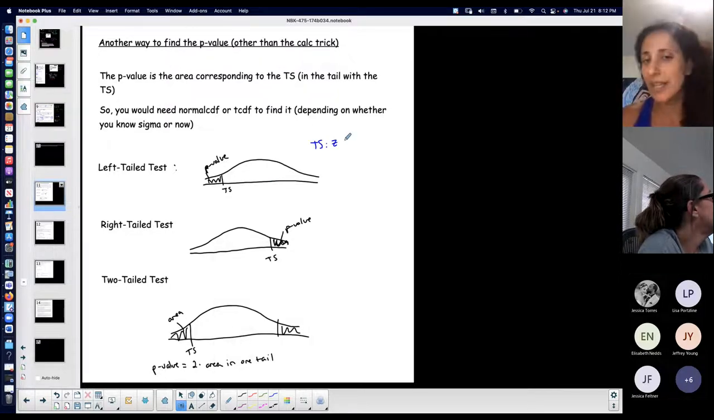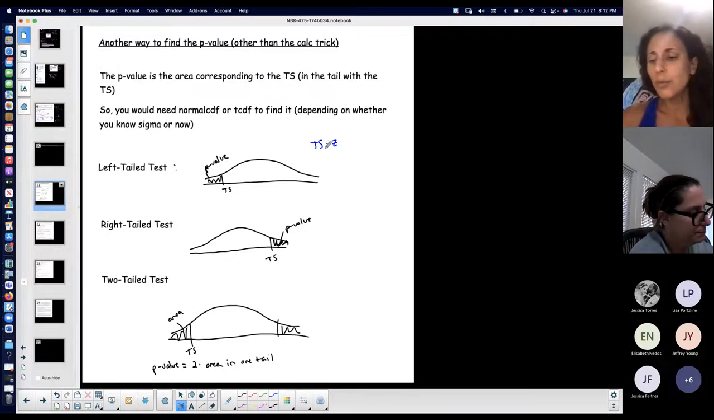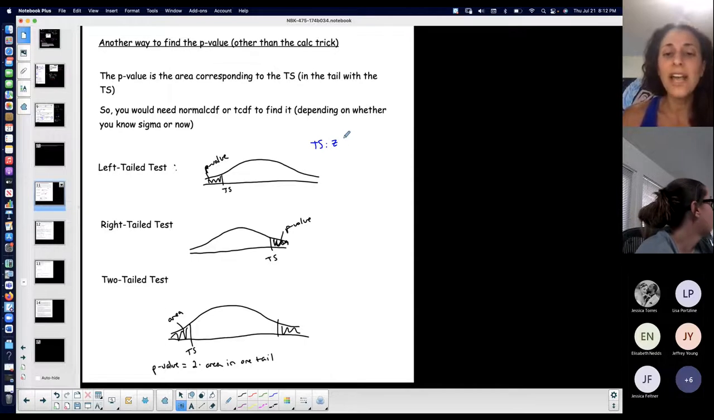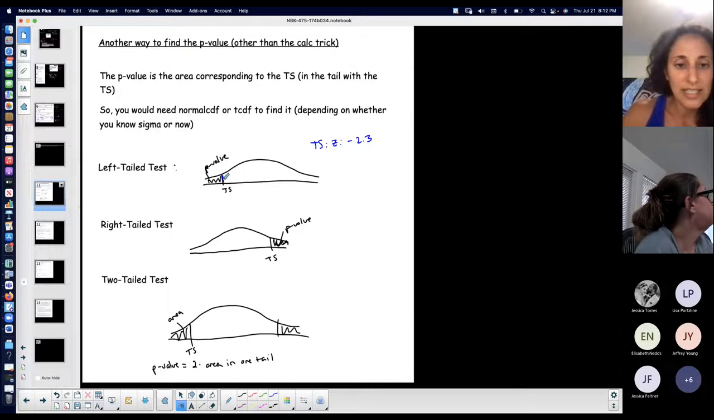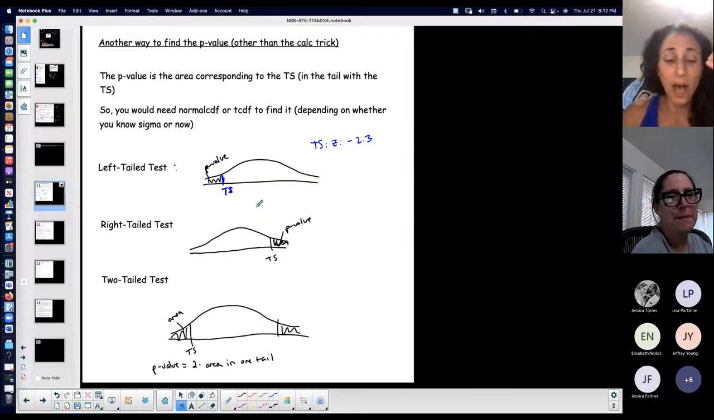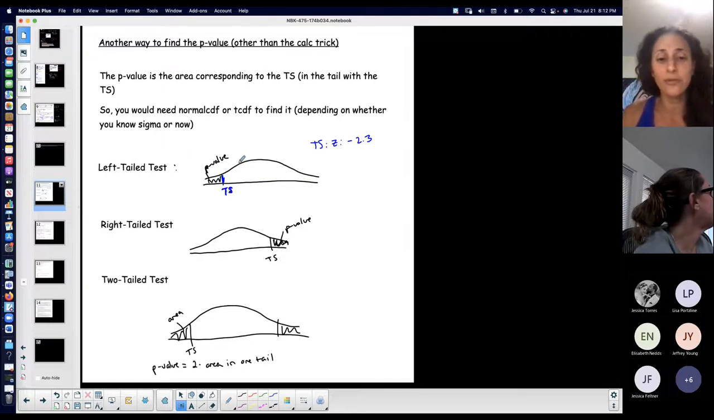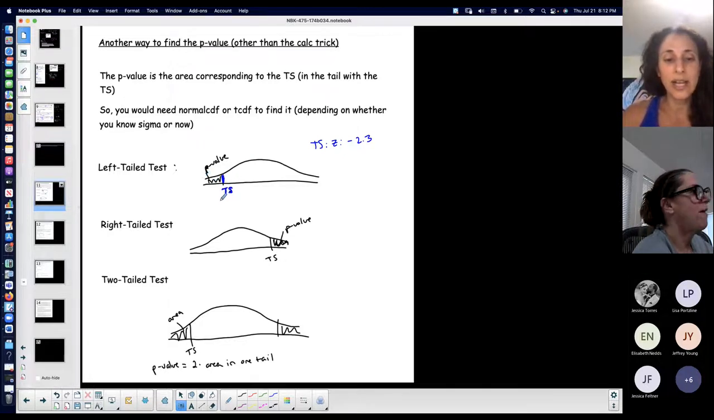I get a test statistic. I'll make it a z-score just because that's where we're at right now. Actually, I'll mix it up with z and t, okay? But let's say I have a t-score for my test statistic that is, I don't know, -2.3, okay? And I want to find the p-value. The test statistic is the value that is separating that p-value from the rest of the area. And so when we find the p-value, it is an area based on where the test statistic is located. So here is my test statistic, -2.3.